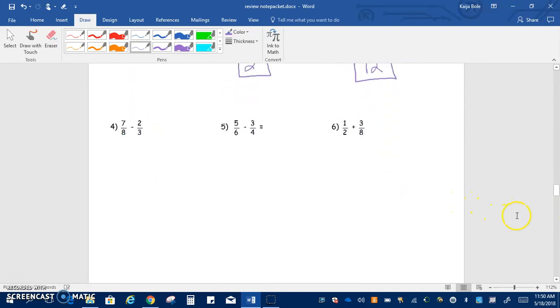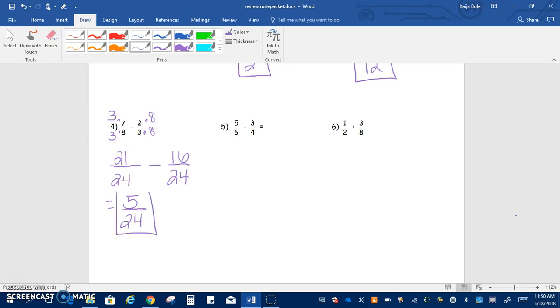Number 4 here, again, I need a common denominator, so between 8 and 3, I'm going to make my common denominator 24. So that's what I'm going to be using here. To get from 8 to 24, you multiply by 3 on the bottom and on the top. 7 times 3 is 21. To get from 3 to 24, you multiply by 8 on the bottom and the top, and 2 times 8 is 16. So now I'm going to do 21 minus 16, which is 5, over 24, which you can't simplify, so that's our final answer.